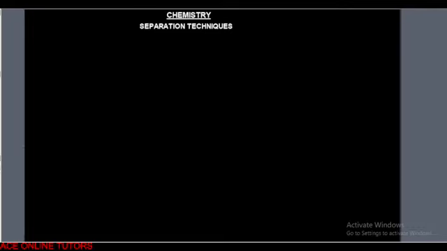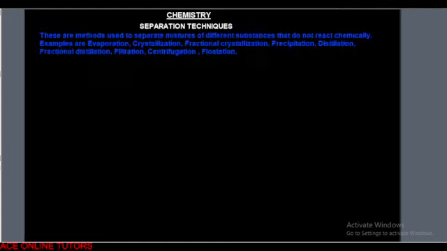Now what do we mean by separation techniques? From the word separation, that means we have two or more things that have come together and we are looking for a way to bring them apart. Now what do we call a separation technique in chemistry? Separation techniques are methods that we use to separate mixtures.